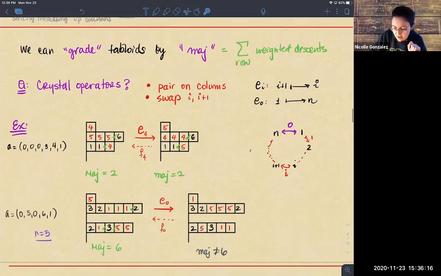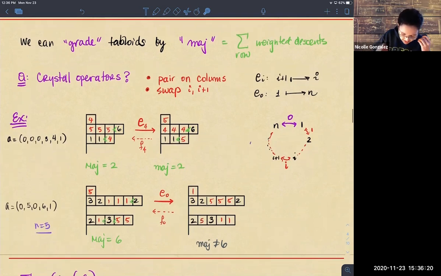So what is MAJ? Essentially, MAJ is a sum over weighted descents of each row. So this is best explained by just doing an example. So what you're going to do is, believe me that this is a filling that satisfies all these non-attacking co-inversion nonsense.